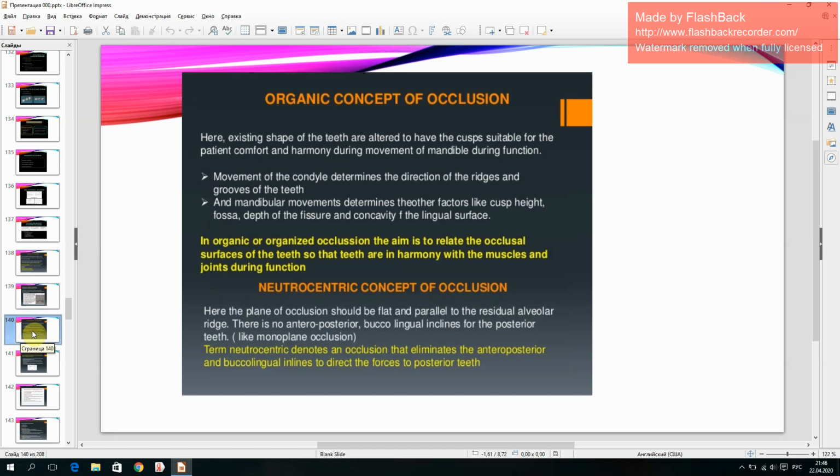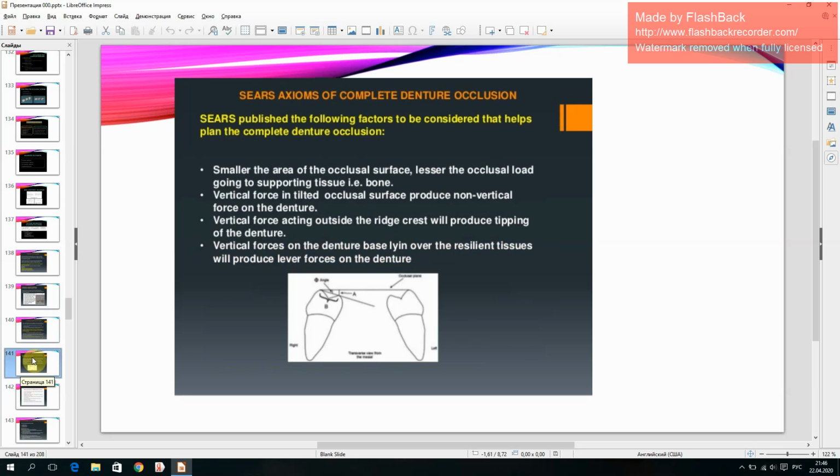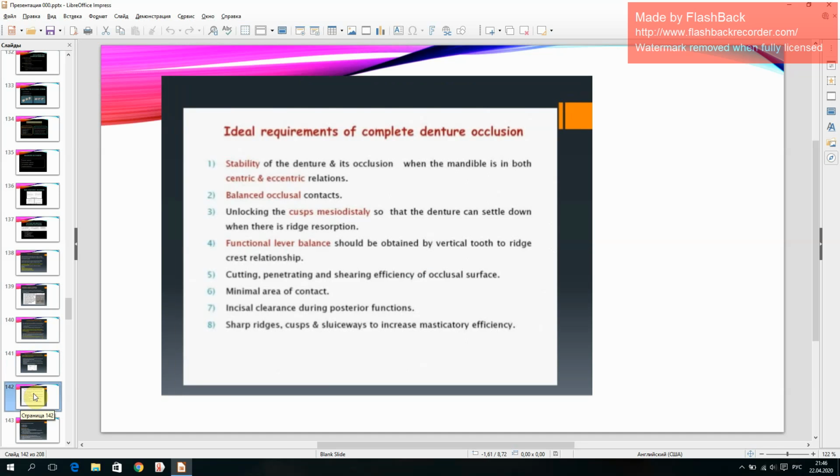Organic concept of occlusion and neurocentric concept of occlusion. Sears' axioms of complete denture occlusion. Ideal requirements of complete denture occlusion.